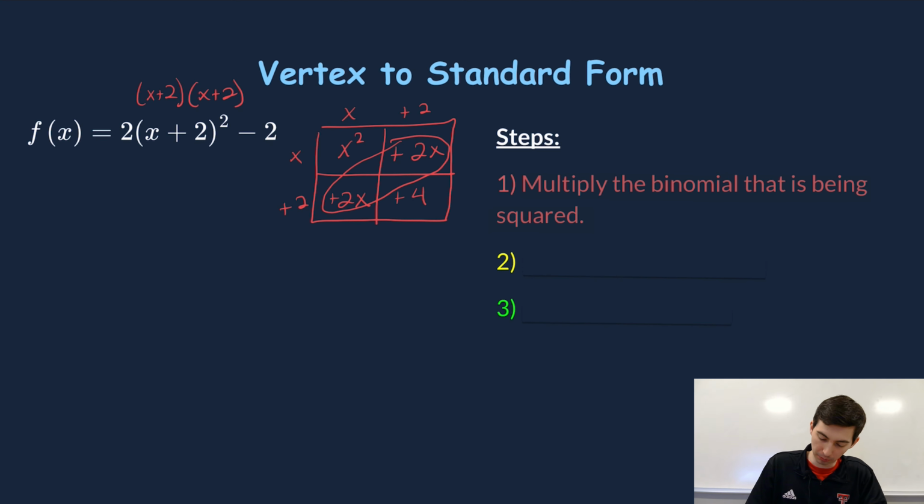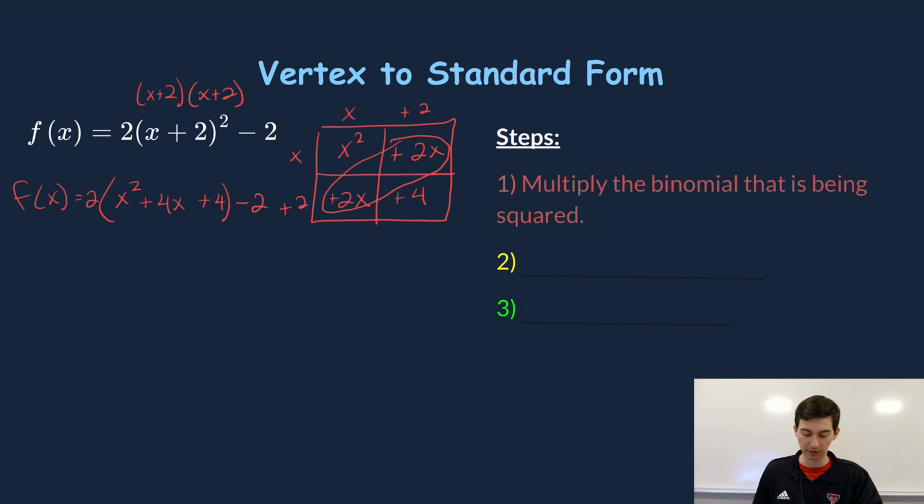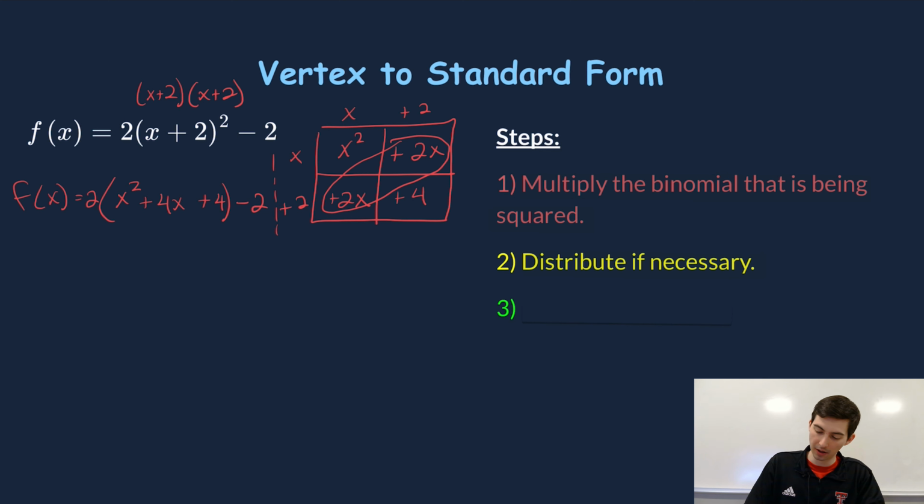And so now I'm going to plug this value back into these parentheses. So I'm going to say f of x is equal to 2 times x squared plus 4x plus 4, and all of that is minus 2. Okay, and now that I've done that, I'm going to distribute. We won't always have anything out here to distribute. Maybe a is just 1, and so we wouldn't have to do anything then. But I want to distribute this 2 to all 3 of these terms.